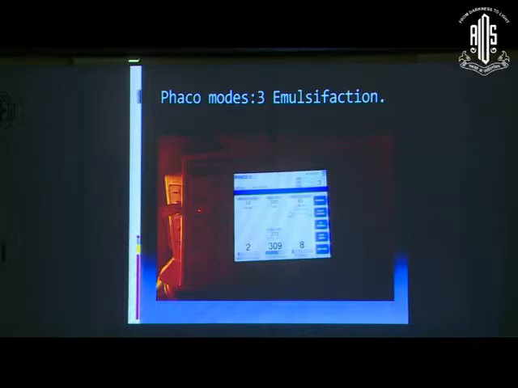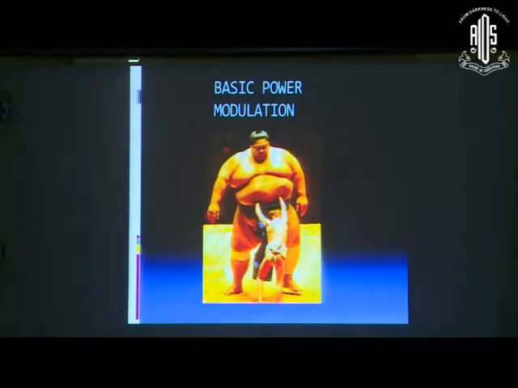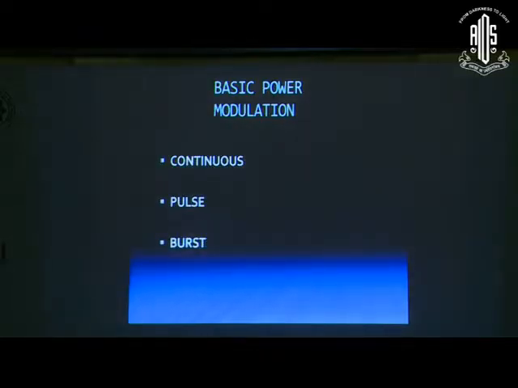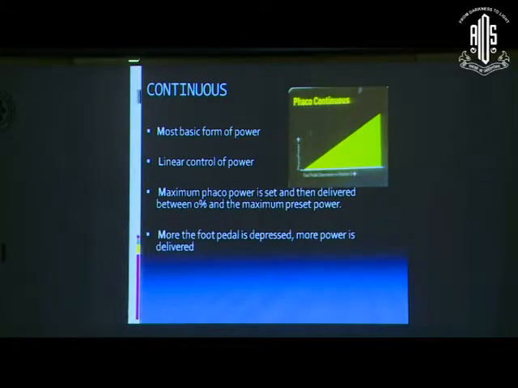And again in emulsification, the same thing. These are the preset in the machines, and this is what the surgeon is applying right at that moment when this picture was taken. Now how does the power modulate? Different modes. We have 3 types of basic power modes: continuous, pulse, and burst.